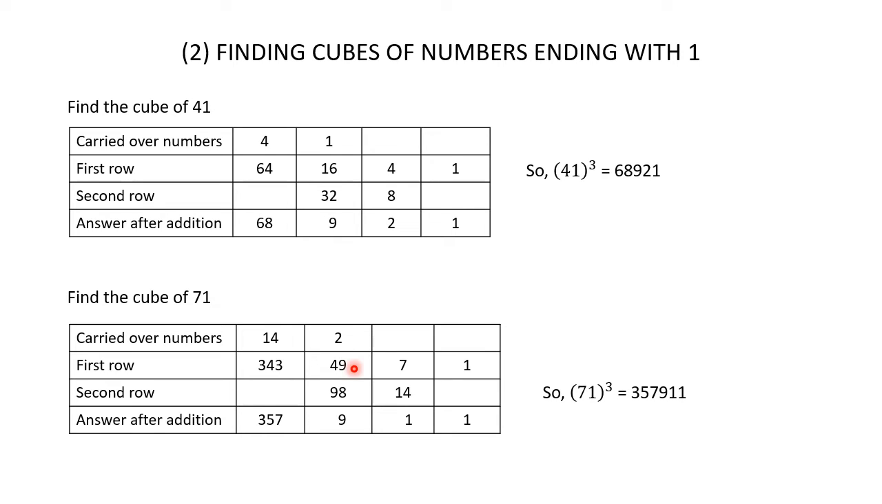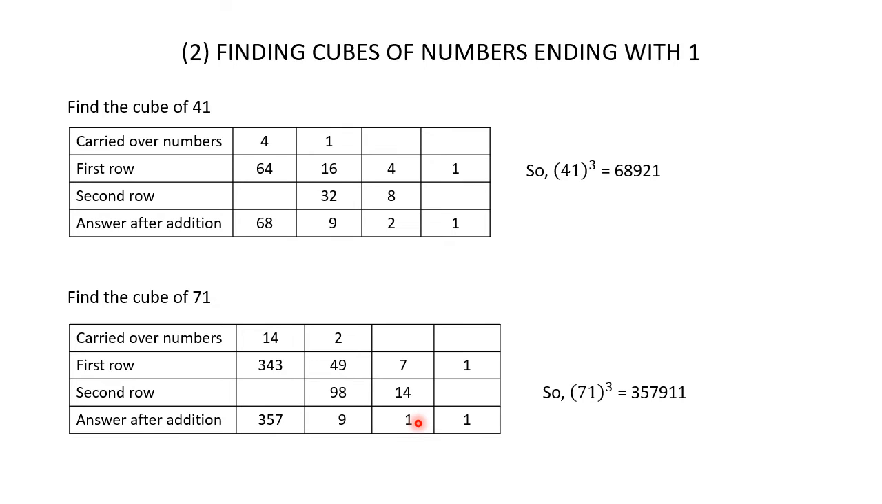Double of 49 is 98. Write 98 below 49. Double of 7 is 14. Write 14 below 7. Now add the numbers in the first and second rows. Since 1 is a single digit number, write 1 as it is in the answer. 7 plus 14 is 21.